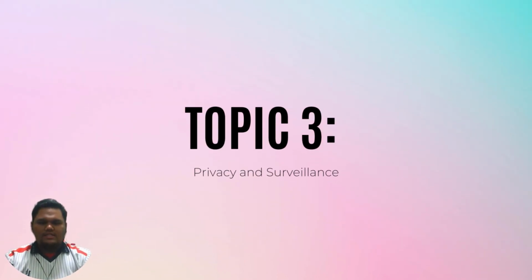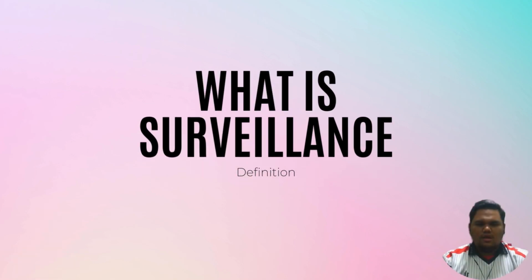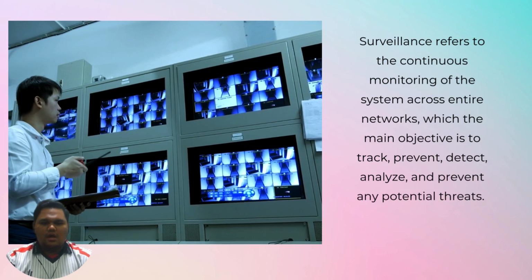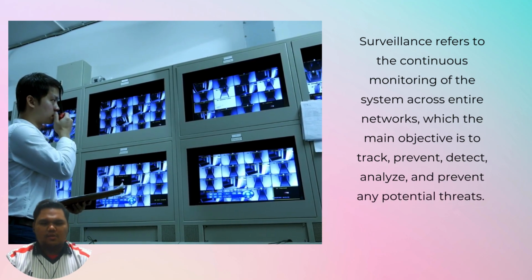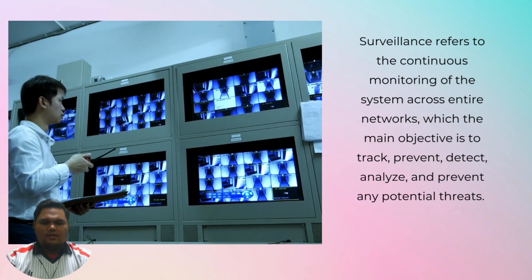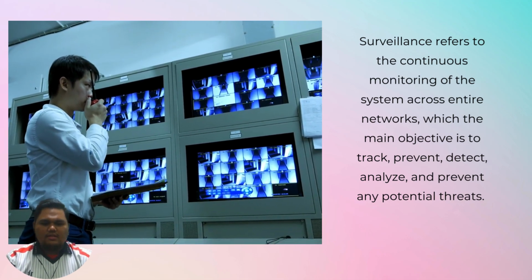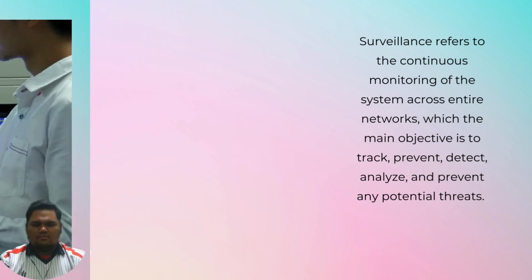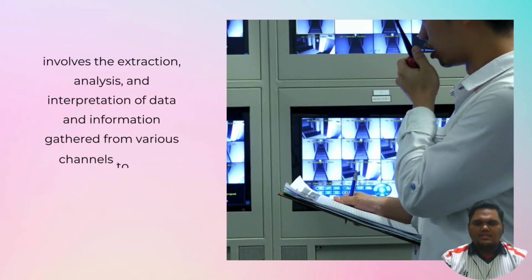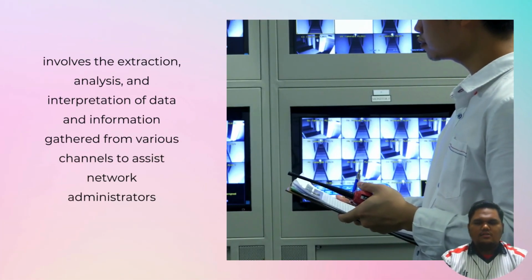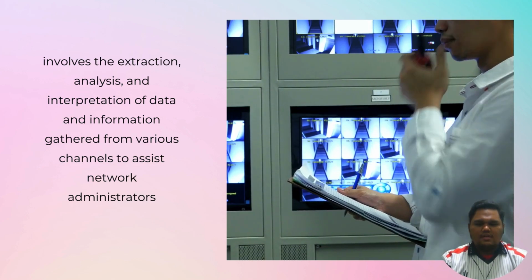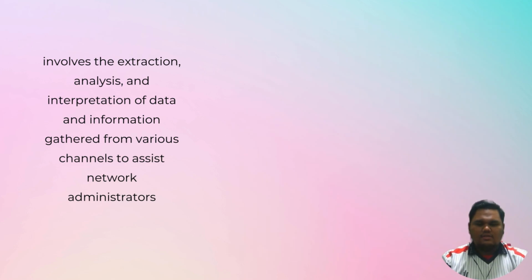Topic 3: Privacy and Surveillance. What is surveillance? Surveillance refers to the continuous monitoring of the system across entire networks, of which the main objective is to track, detect, analyze, and prevent any potential threats. This process involves the extraction, analysis, and interpretation of data and information gathered from various channels to assist network administrators.